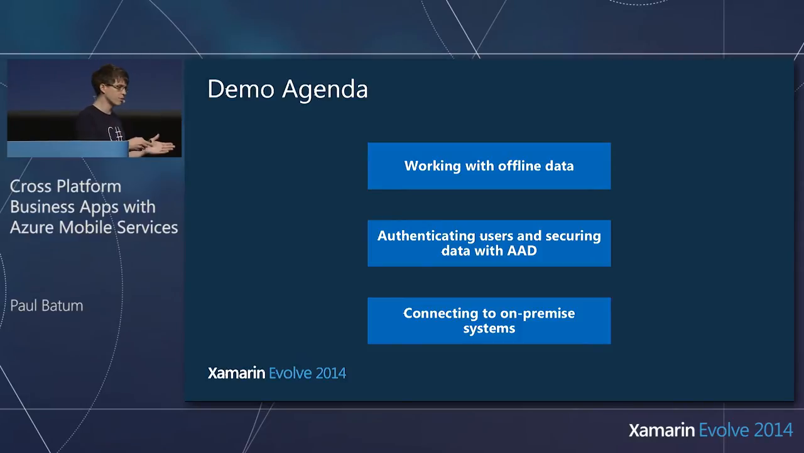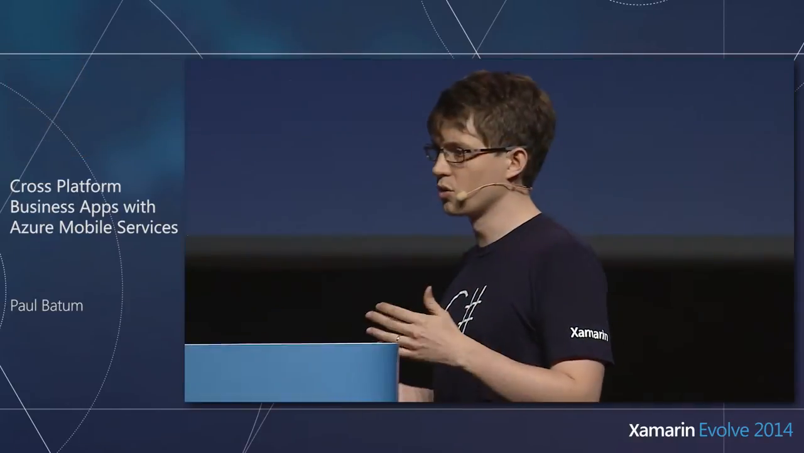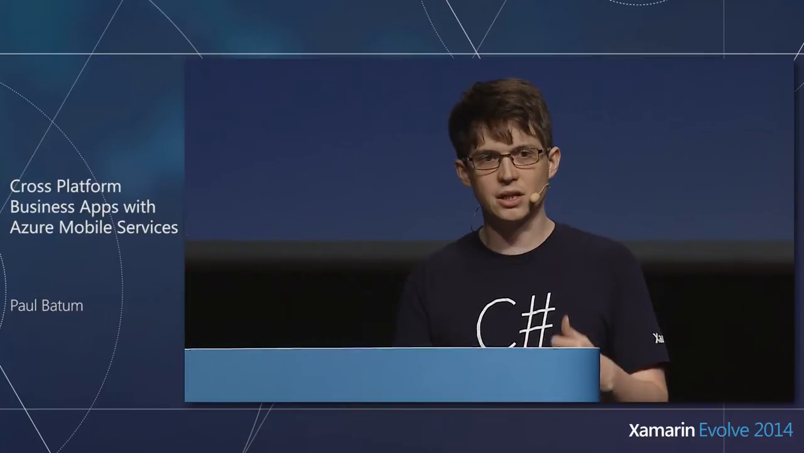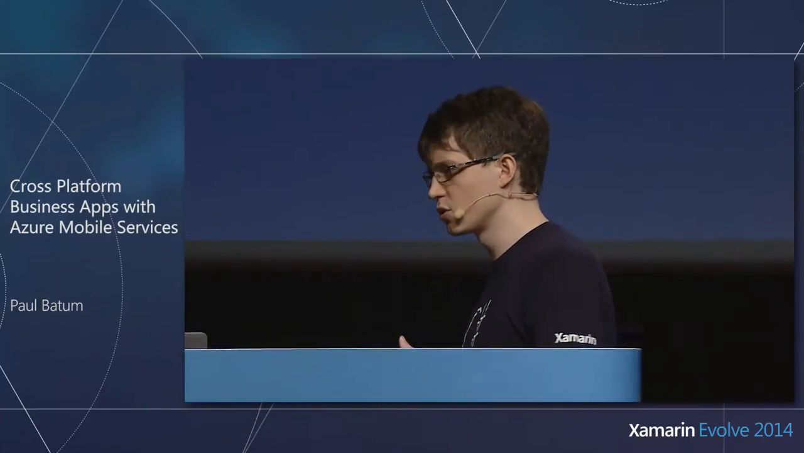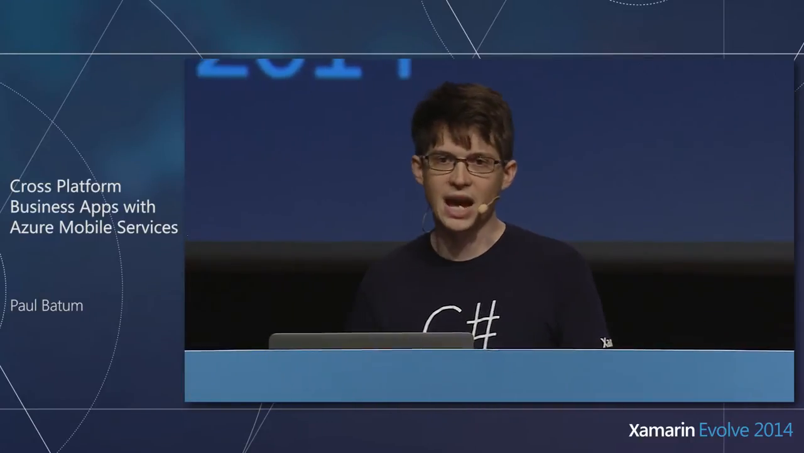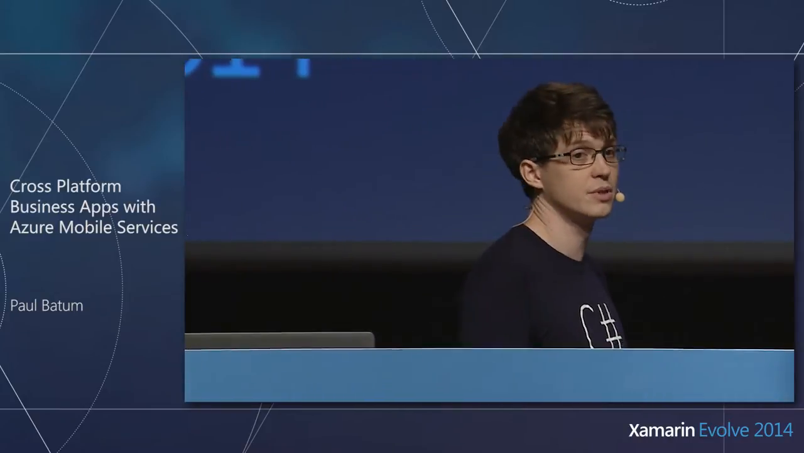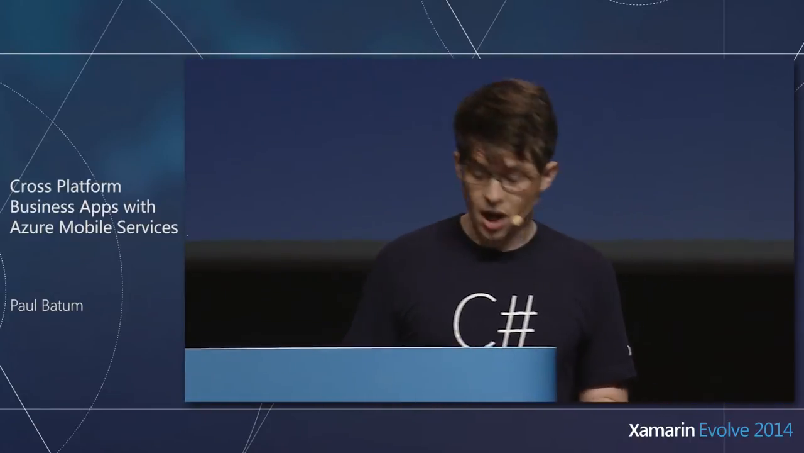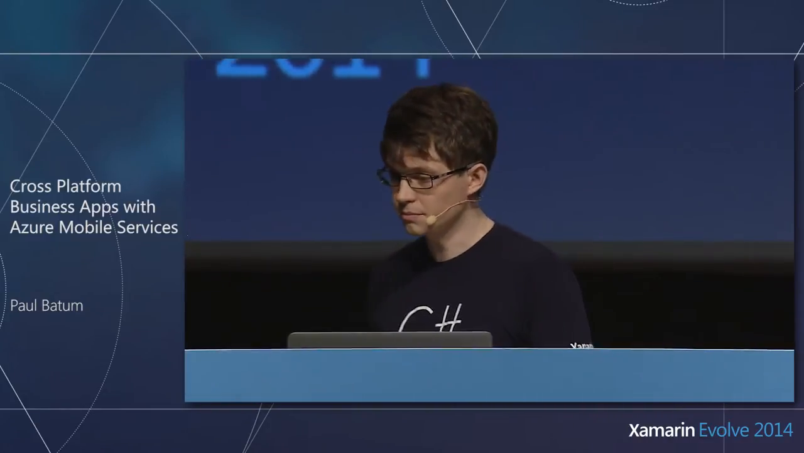I want to walk through setting up the client, talking to the server, working with offline data, and doing sync. I want to then add AAD integration. And then I want to do a demo on actually connecting to on-premise systems. So let's start with offline data.